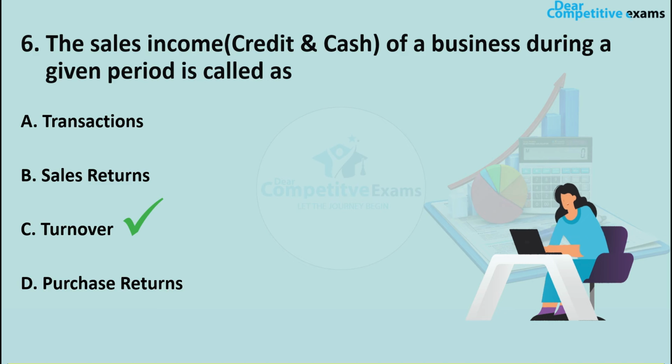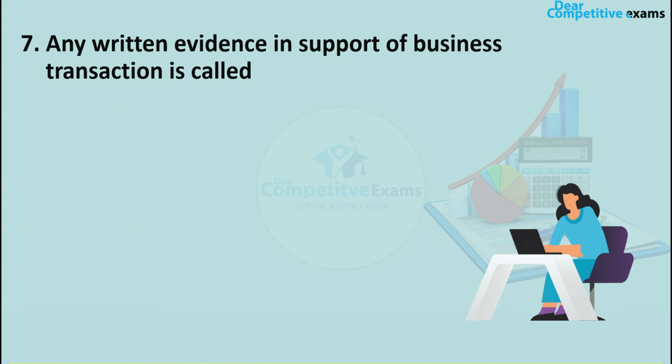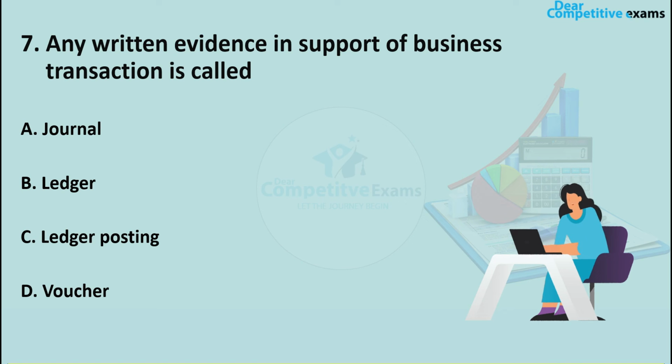Let's move on to question number 7. Any written evidence in support of a business transaction is called. So what do you call any kind of written evidence in support of a business? Do we call it journal, ledger, ledger posting, or voucher? Any proof that we issue or pass during a transaction, so what do you call that evidence, that proof, that sheet? Finally, we call it a voucher.